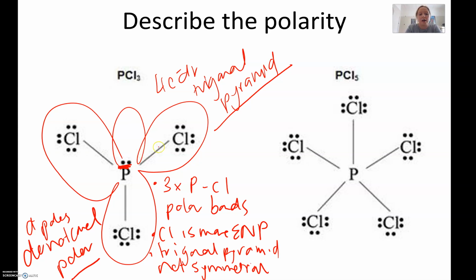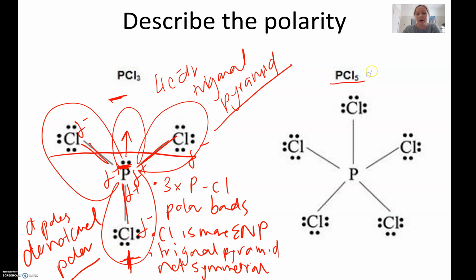Okay, so the dipole here and here and here can't cancel out, and so we end up with a net polarity. So one side of that molecule, if we look here, that'd be delta negative, delta positive, delta negative, delta positive, delta positive, delta negative. What you end up seeing is that this side of the molecule is negative and this side is positive, so it has a net polarity to it, and that's what we mean by polar.